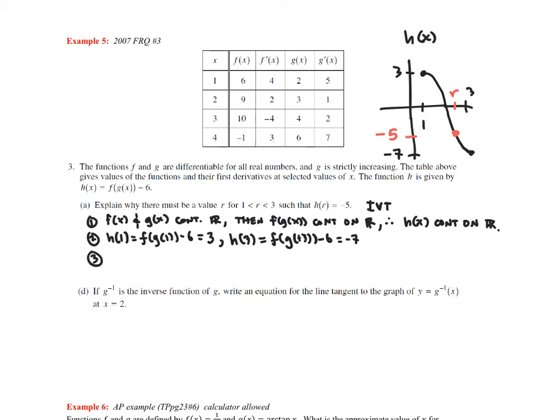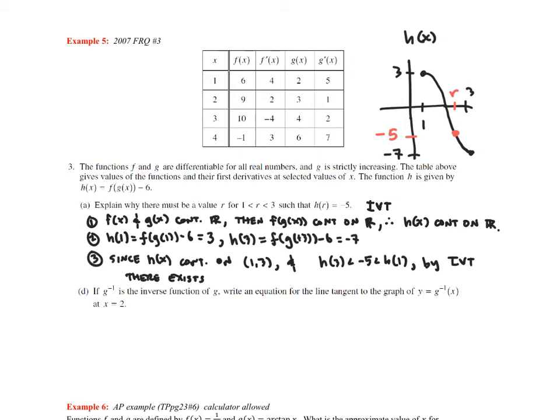So part 3, I'm going to write a justification statement. Since h of x is continuous on the interval from 1 to 3, and h of 3 is less than negative 5 is less than h of 1, then by the intermediate value theorem, there exists an r value where r is between 1 and 3, such that h of r equals negative 5.